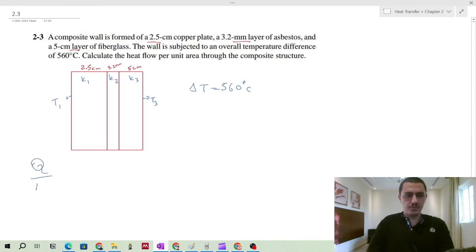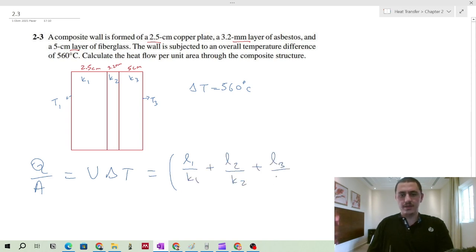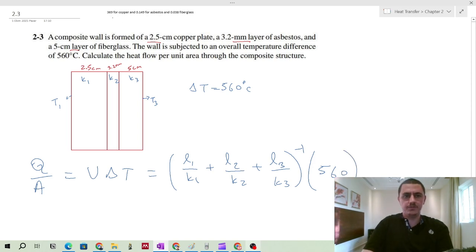So you have Q per A is just U times delta T. And U is calculated by L1 over K1 plus L2 over K2 plus L3 over K3, all to the power of -1, then times the temperature difference. If we get the thermal conductivity of the materials from the table, from the appendix of the book, you will find the values like this. So let's start putting the values.